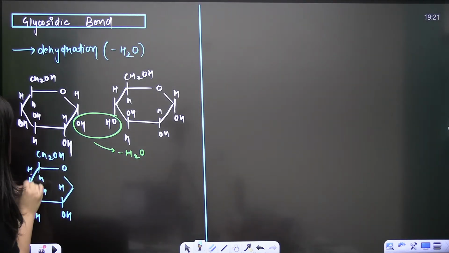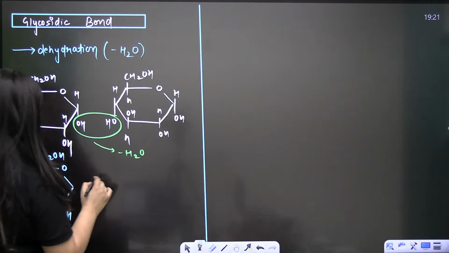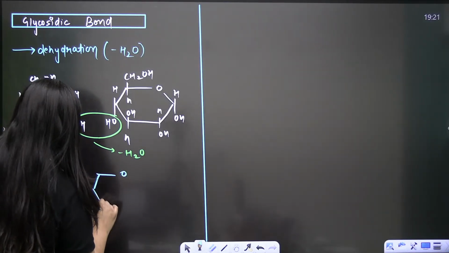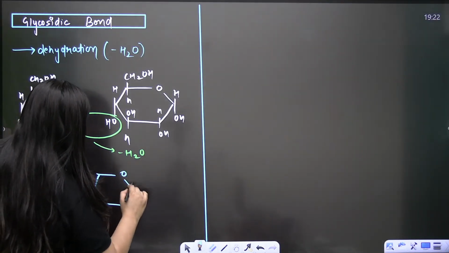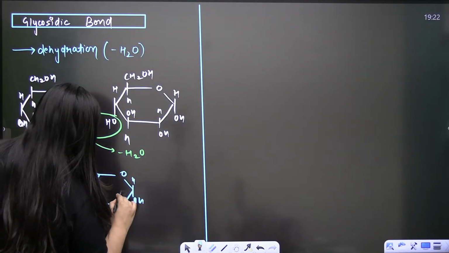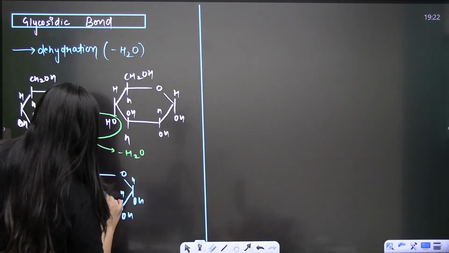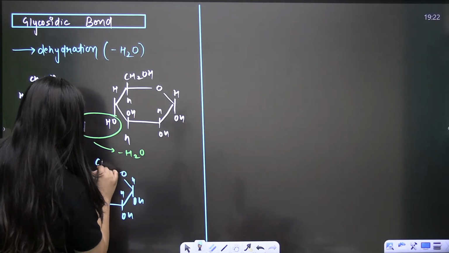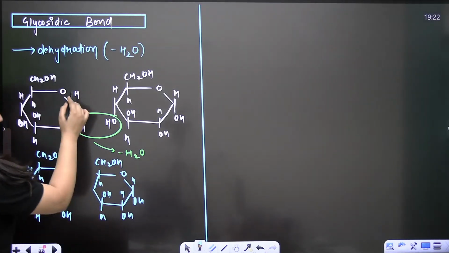This is the glycosidic bond formation, and always remember, in the case of carbohydrates, in the case of these disaccharides or in polysaccharides, you are going to see this bond formation. That is your glycosidic bond formation.